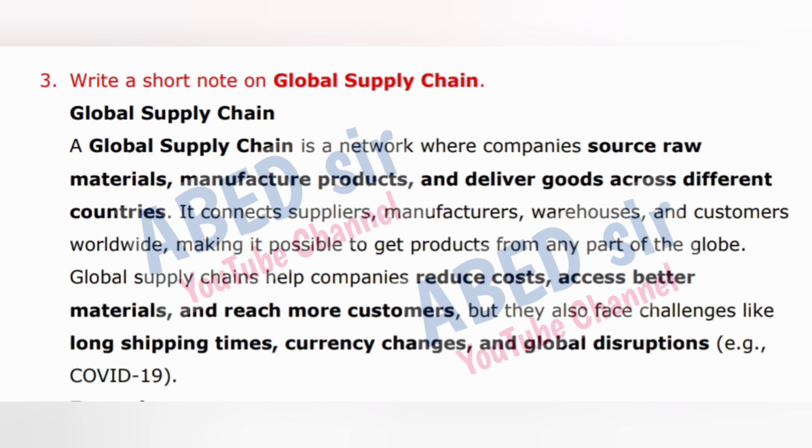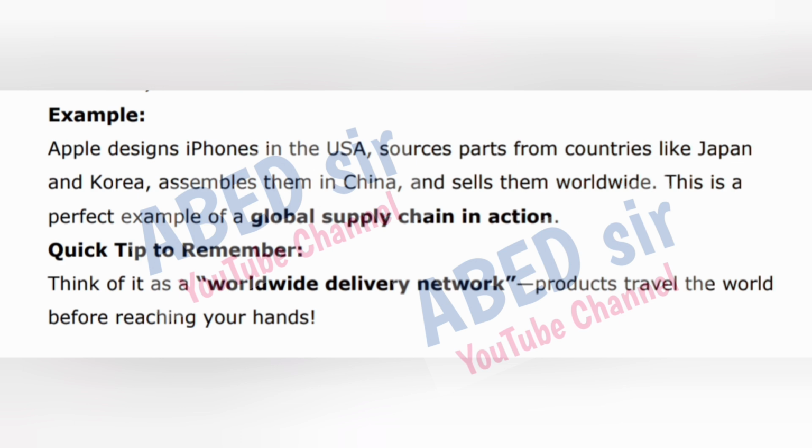Global supply chains help companies reduce costs, access better materials, and reach more customers, but they also face challenges like long shipping times, currency changes, and global disruptions. Example: Apple designs iPhones in the USA, sources parts from countries like Japan and Korea, assembles them in China, and sells them worldwide. This is a perfect example of a global supply chain in action.